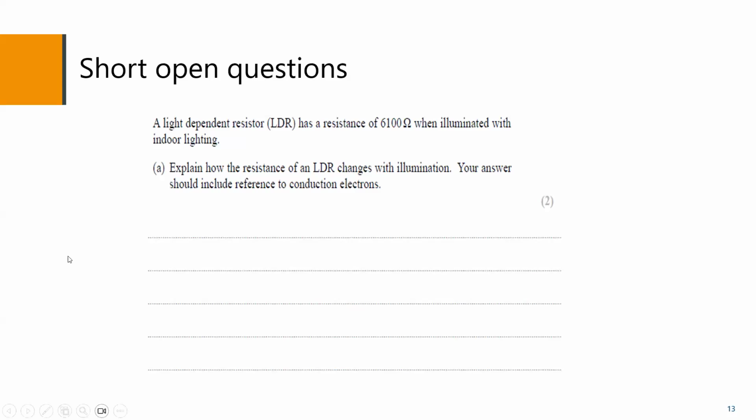As we mentioned before, the command word here is explain, so their answer is going to have 'because', or a word that means 'because' in there. They're going to need to say what happens, and this is because, and that's where their reference to conduction electrons is going to come in.